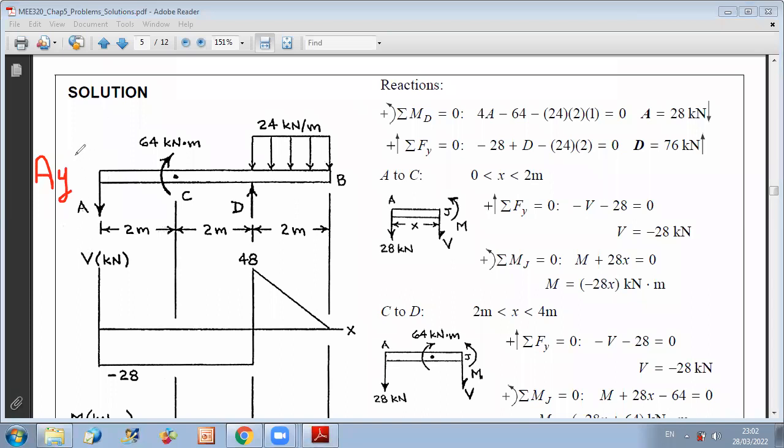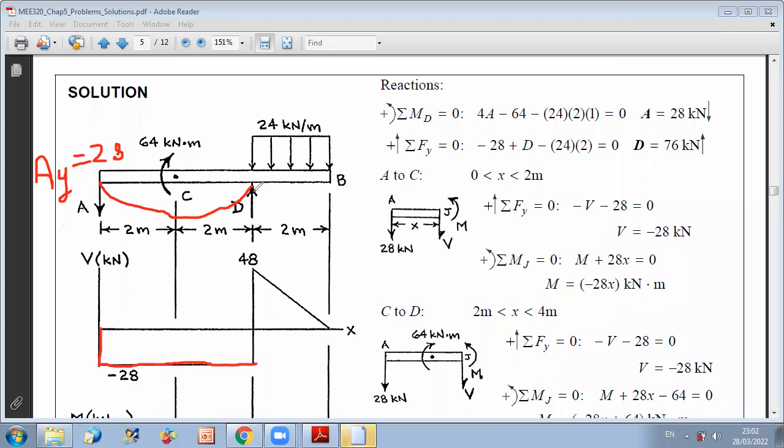So it's 28 downward. And therefore, as we discussed, since it's a downward force and we are starting to draw the shear from A towards B, from left to right, this will cause a downward jump in the shear. Now, from A to D, there is no change in load. So you have constant shear.